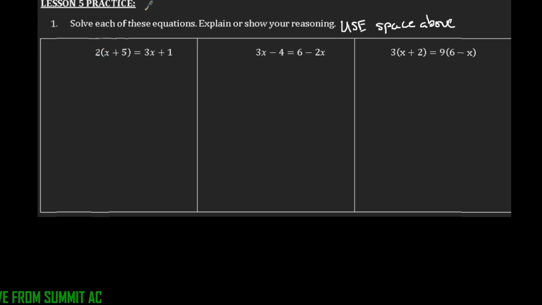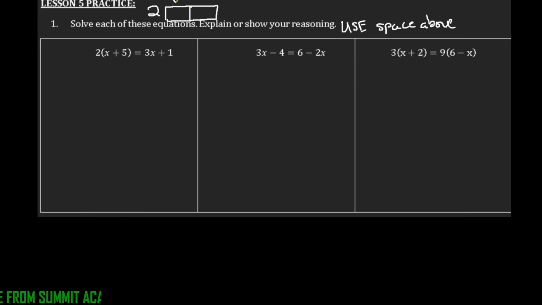So what I'm going to do is multiply. This is the distributive property, so I'm going to do 2 times each of the terms inside the parentheses. I have x and positive 5. Multiplying these, this is going to be 2x and positive 10. I can write that underneath the parentheses. So I have 2x plus 10, and then the rest of my equation, 3x plus 1.